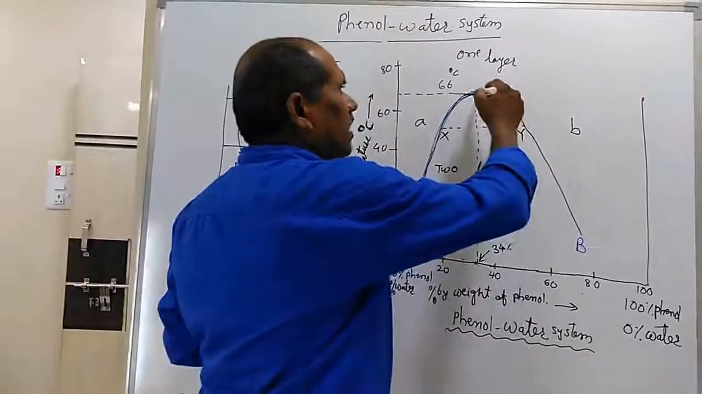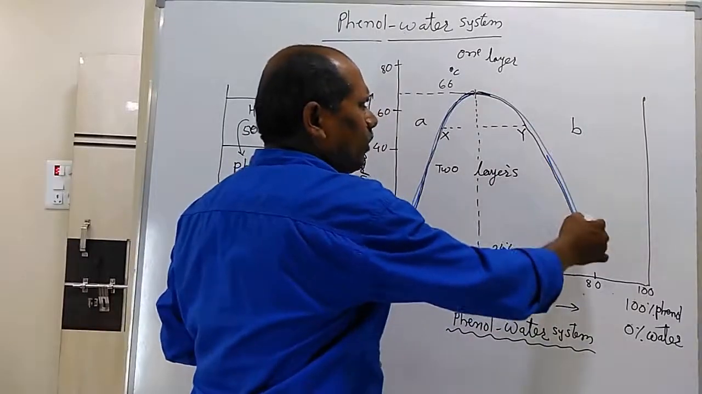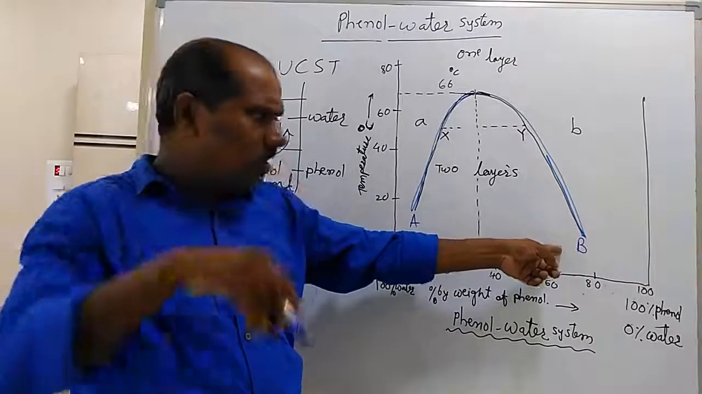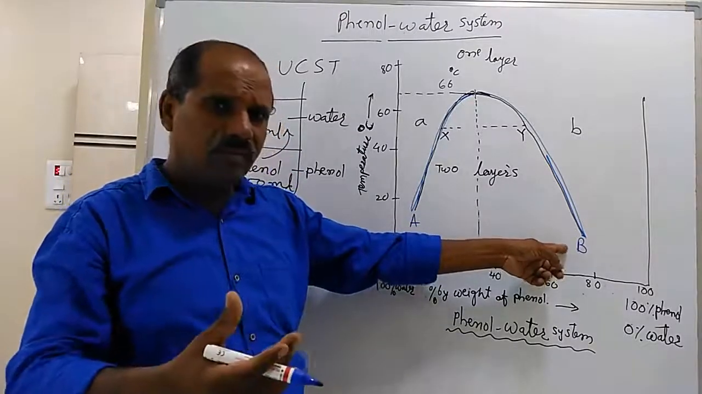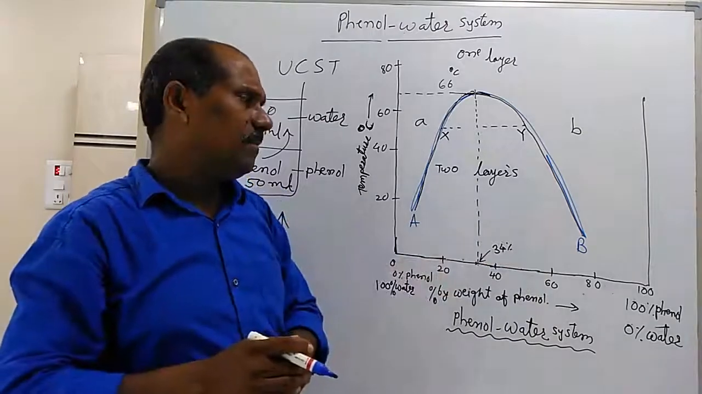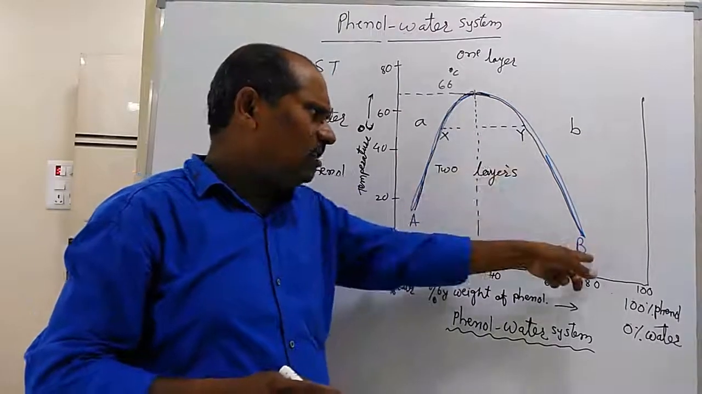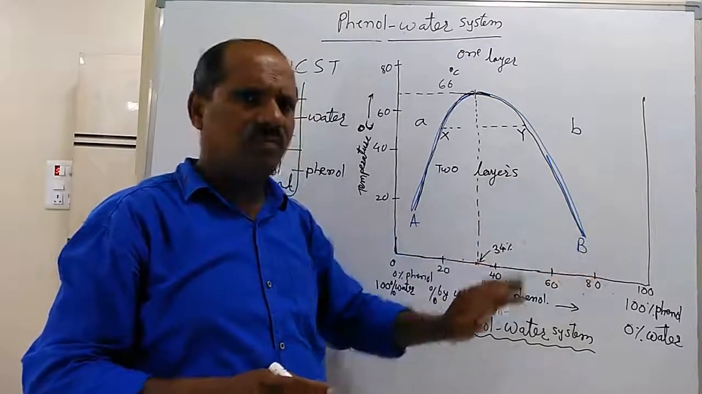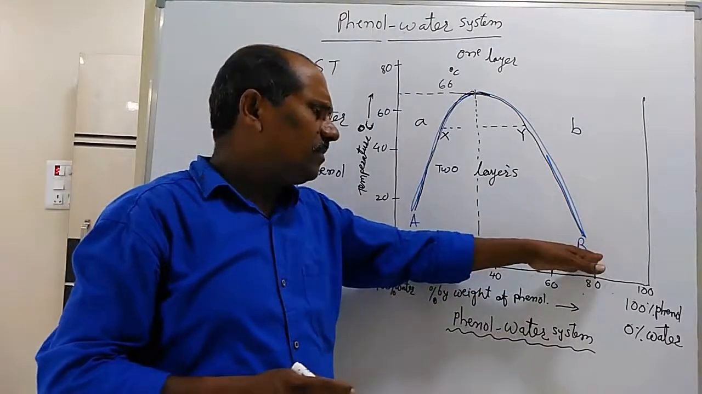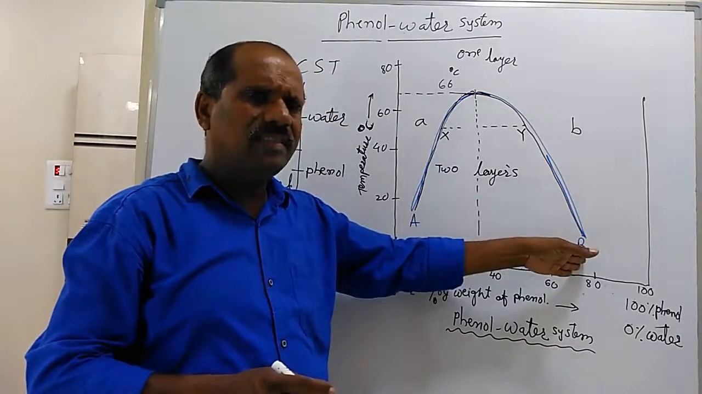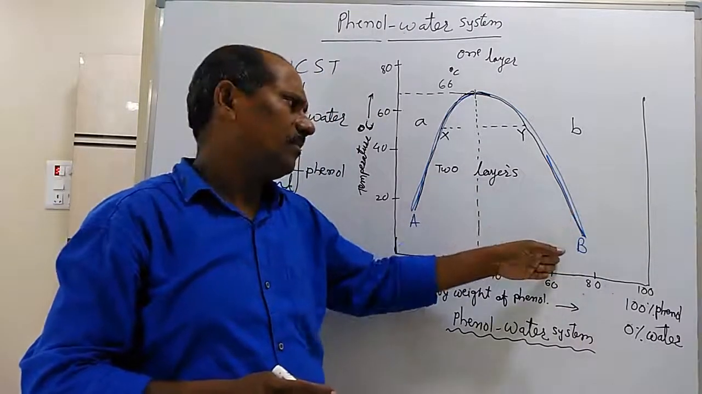In this side, at the point B, the concentration of phenol is more and the concentration of water is less. Means at this stage, the quantity of water is less in the phenol. Means a partially miscible solution is present here, that is water in phenol type.